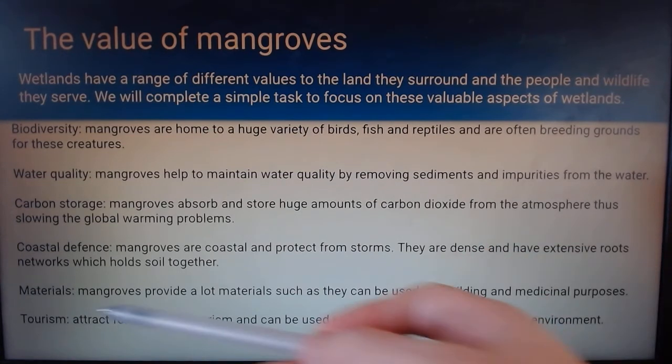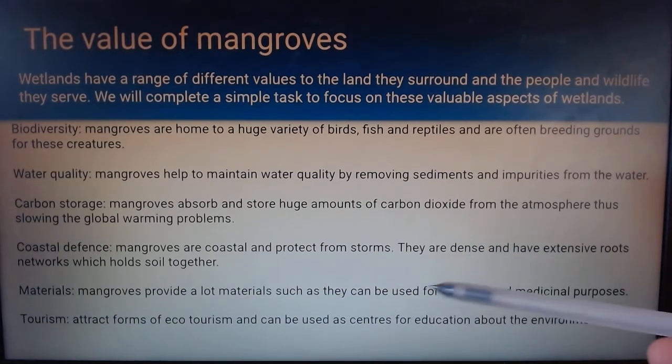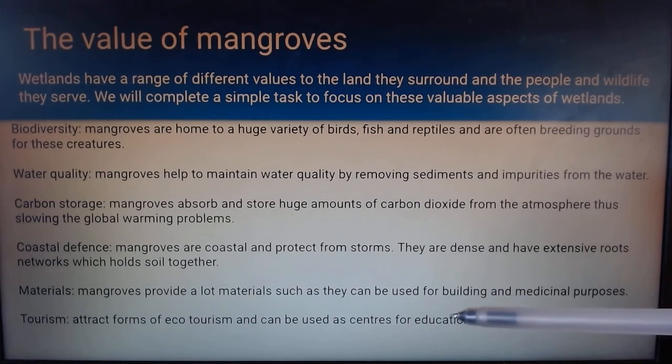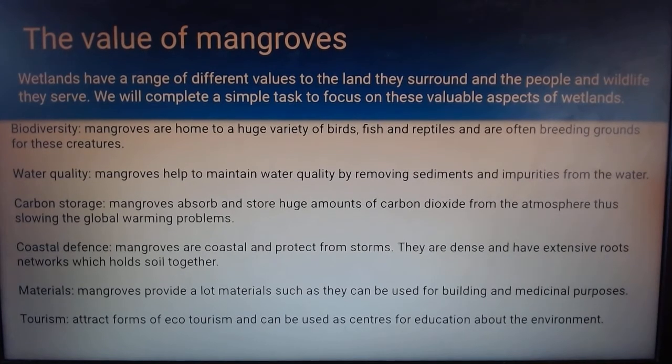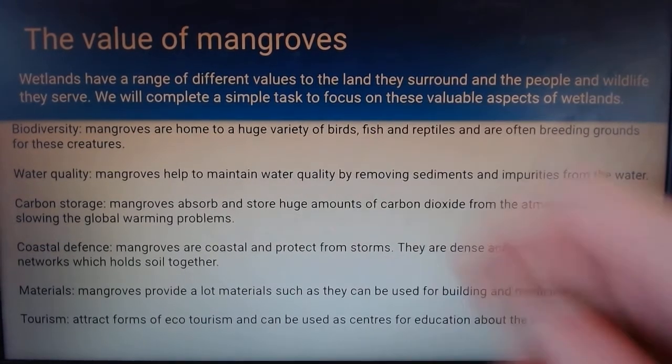Materials. They provide a lot of materials, from building materials to medicinal purposes. People are still researching just how valuable they can be, but they do offer a lot of valuable materials. And finally, tourism. They're starting to be used a lot for ecotourism and centres for education about the environment. So that's the last of your notes then.